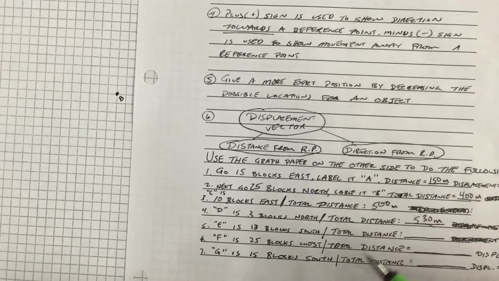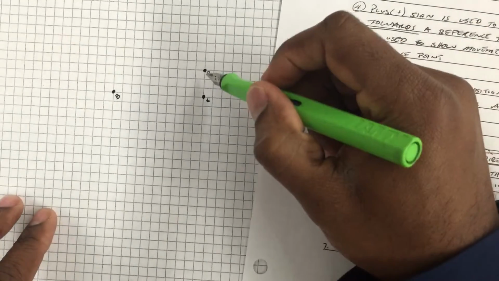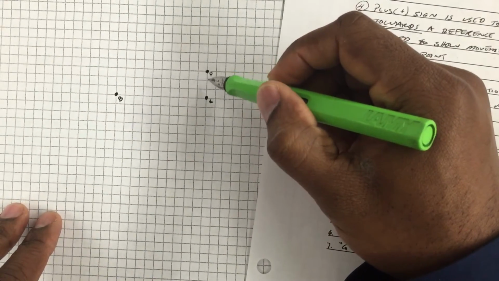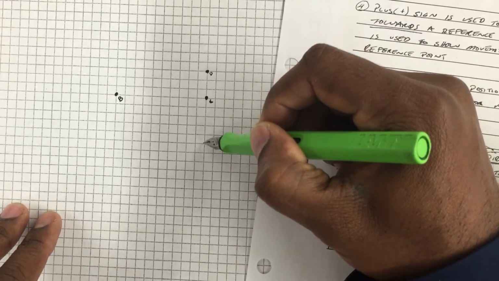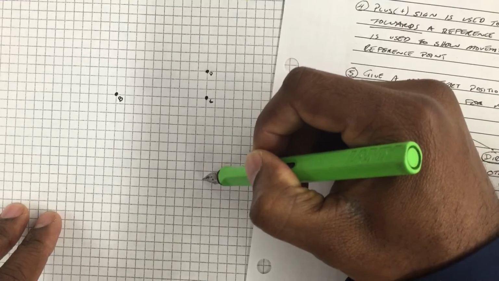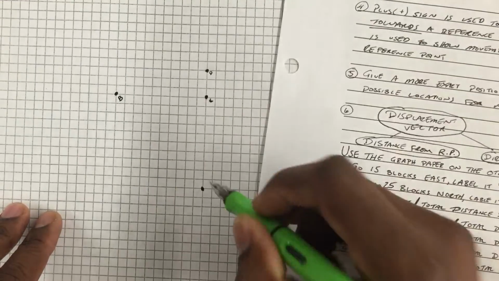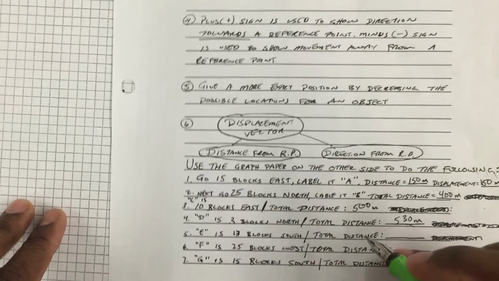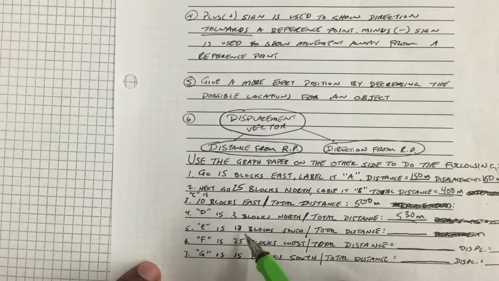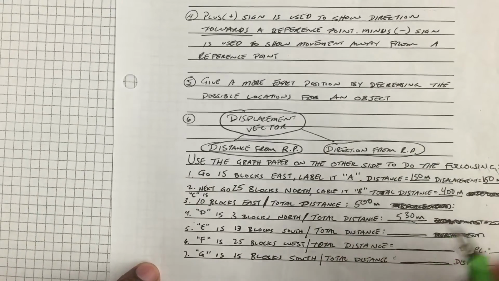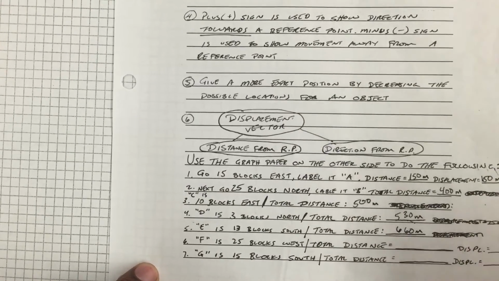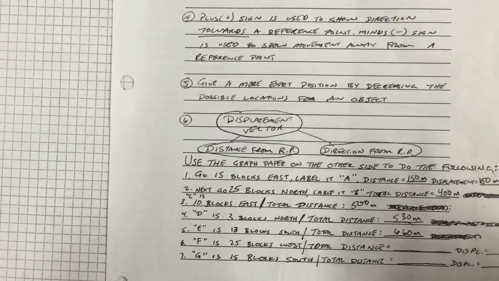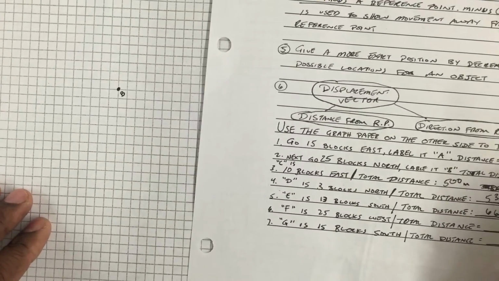Then it says E is 13 blocks south. Okay, so I go back south. 1, 2, 3, 4, 5, 6, 7, 8, 9, 10, 11, 12, 13. Okay, there is E. I went 13 blocks. 13 times 10 is 130. I add that to here, and that's going to give me 660 meters total distance I have traveled. I mean, look how easy this is. If you just take your time, it'll be just as easy.